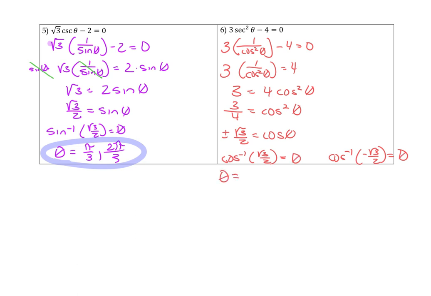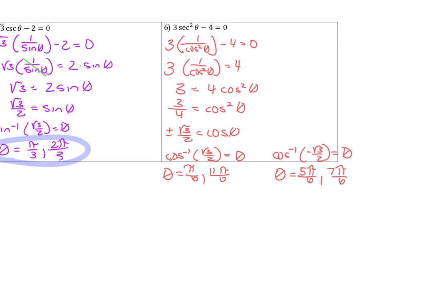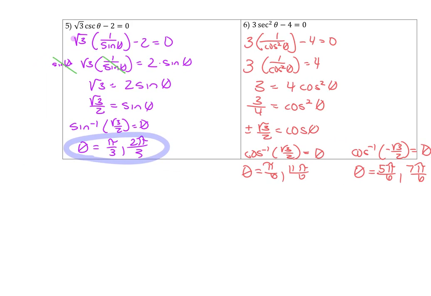So when I have the positive root 3 over 2, that is going to be at pi over 6 and 11 pi over 6. And when cosine is negative root 3 over 2, that's going to be at 5 pi over 6 and at 7 pi over 6. So there are my 4 solutions.